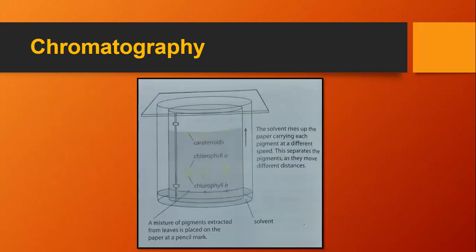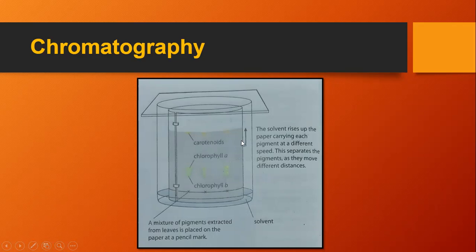Okay, you can see the carotenoids are here. The chlorophyll A is here. Chlorophyll A, chlorophyll B. So this is how the different photosynthetic pigments are separated. You see, the chlorophyll B is the bottom one, and chlorophyll A is the upper one. And over here is the placement of the carotenoids.